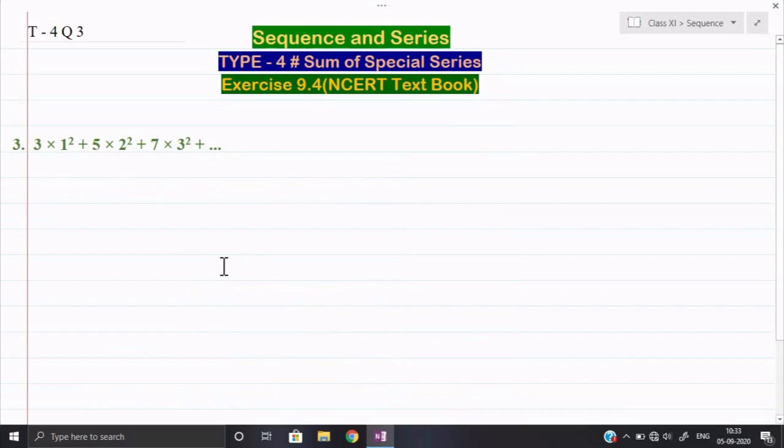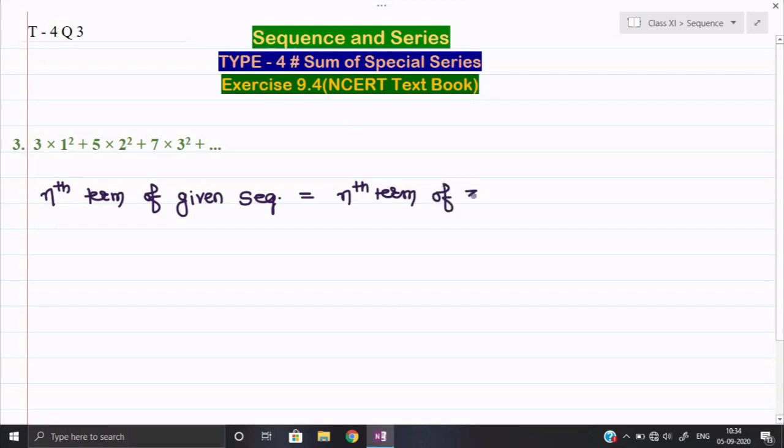Third question, I will help you to find out up till the nth term, then furthermore you can easily do it on your own. For example, here if I want to find out the nth term, how can we find it out? We can say that the nth term of the given sequence is equal to, okay, I will take the first term, so nth term of 3, 5, 7 and so on. I am taking the first term over here.